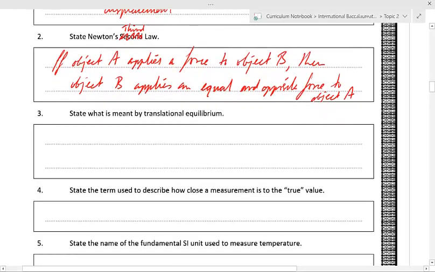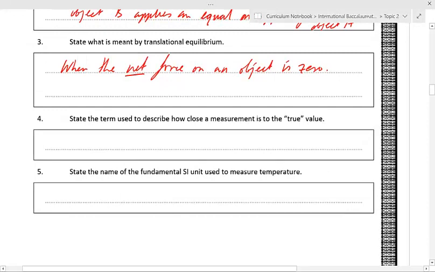Then we had state what's meant by translational equilibrium. So that's when the net force on an object is 0. So net or total or resultant force.